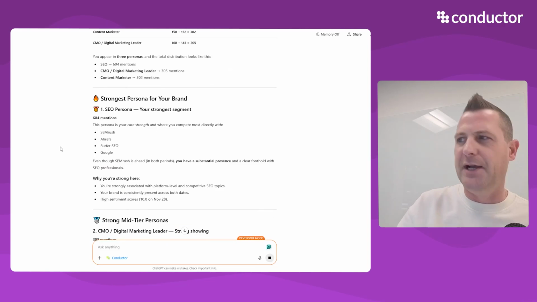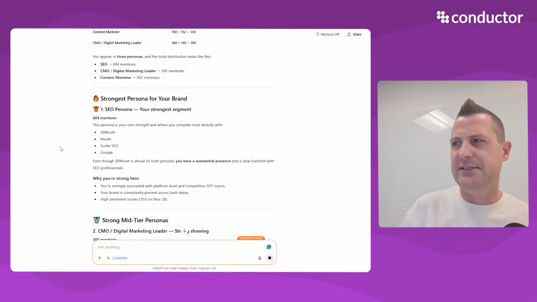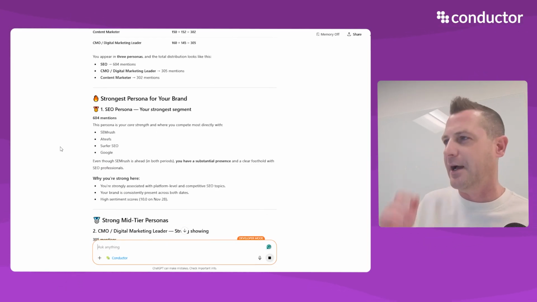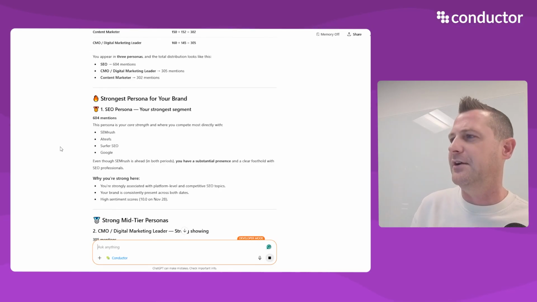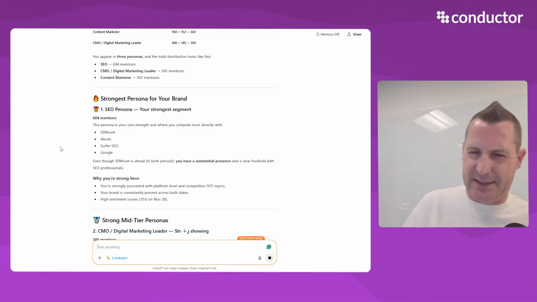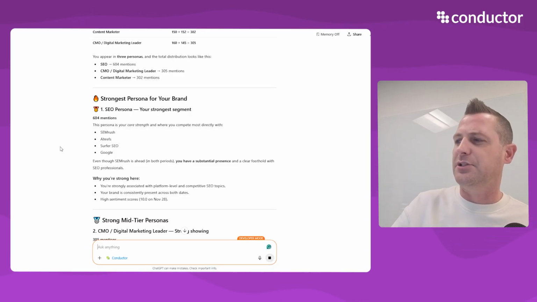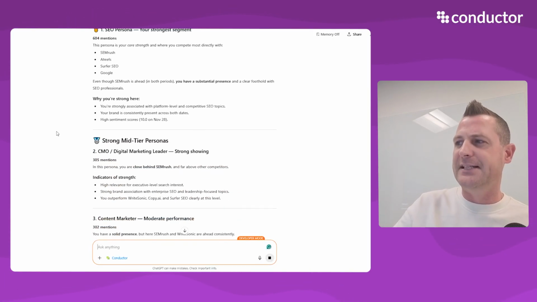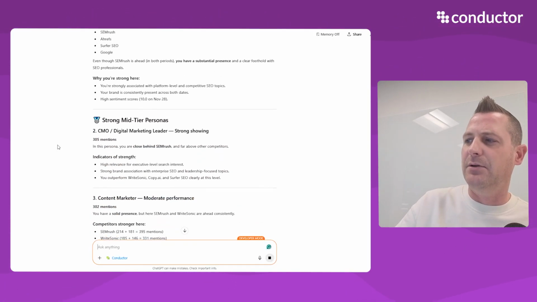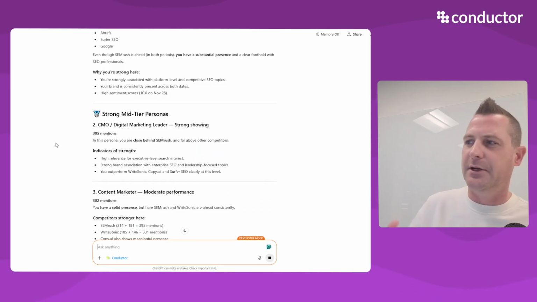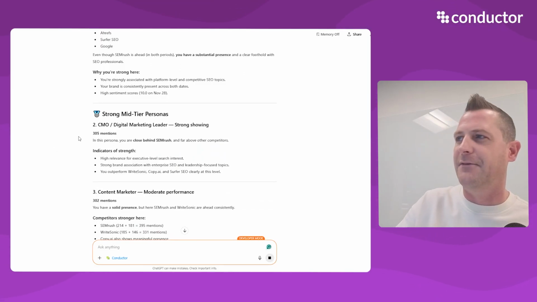Not surprisingly, the strongest persona for our brand, since we are rooted in search, over 15 years of search experience, being in this space, is the SEO persona. But interesting is that the CMO and digital marketing leader and content marketer are right there. We're not that far behind.